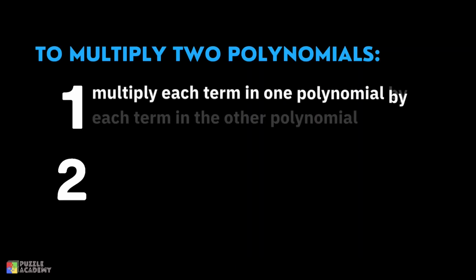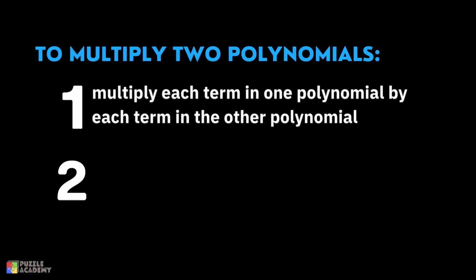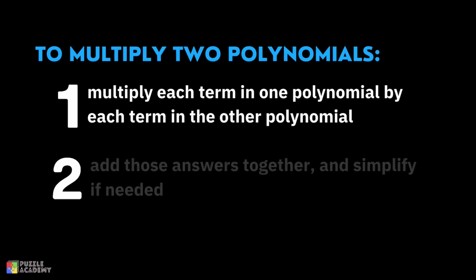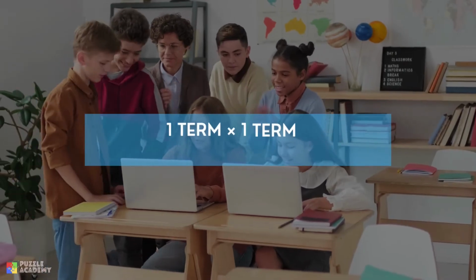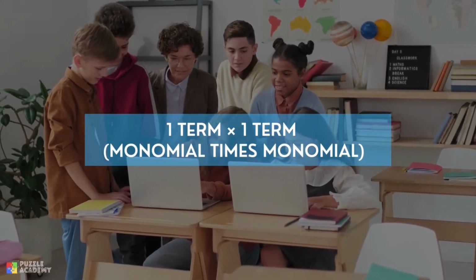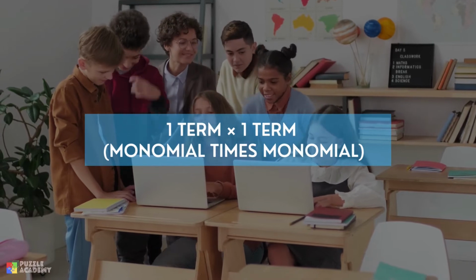First, we will multiply each term in one polynomial by each term in the other polynomial. And the second is we will add those answers together and simplify if needed. Let us look at the simplest cases first. In the first part, we have monomial times monomial.